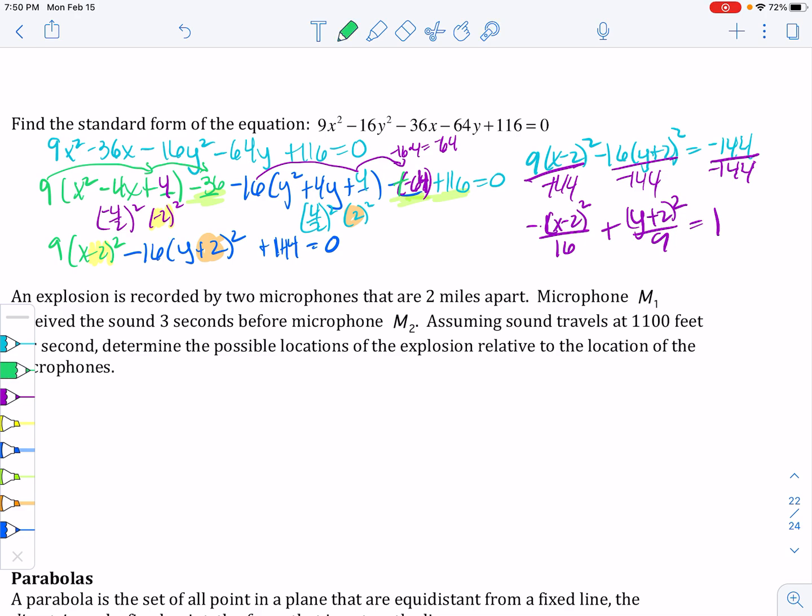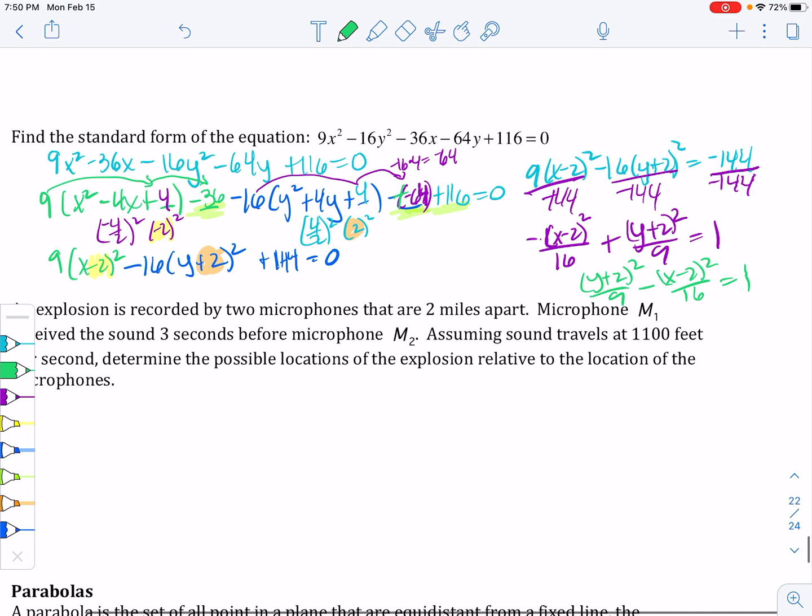You can reorder it if you would like and say that this is (y plus 2) squared over 9 minus (x minus 2) squared over 16 equals 1. And then it looks more like a normal one. Okay. Now if we go to graph this, I'm just going to use this space down here. We're not going to use this problem right now.